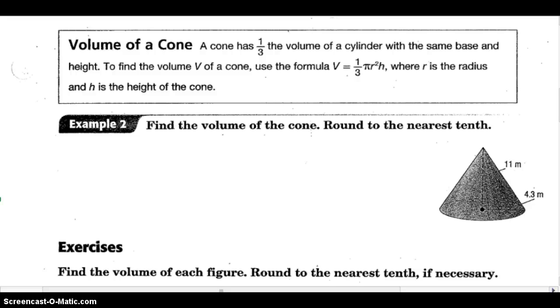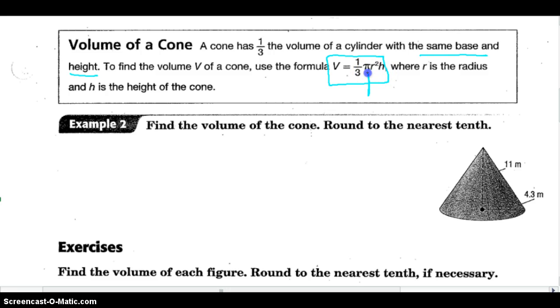Alright, I don't have a demonstration video for this one, but guess what? The volume of a cone is exactly 1/3 the volume of a cylinder with the same base and the same height. So it's not really shocking. Since a cone has a circular base, it's basically the same thing as a pyramid, except instead of having a square or a triangular base, it has a circle base. So the same thing happens. It's 1/3 the area of the base times the height.